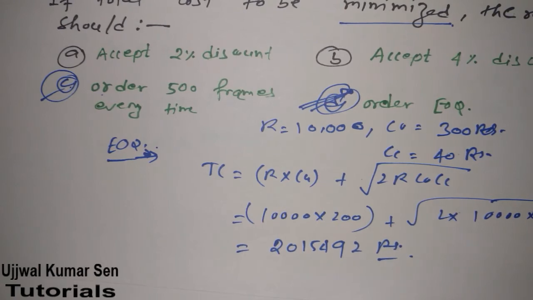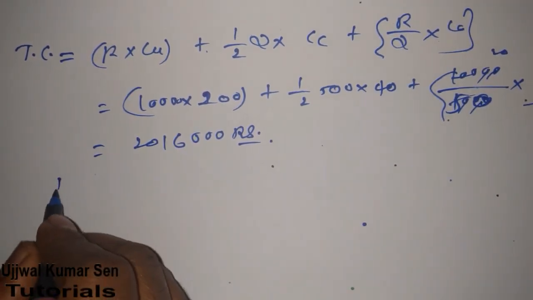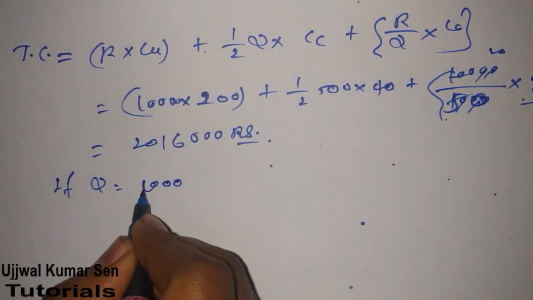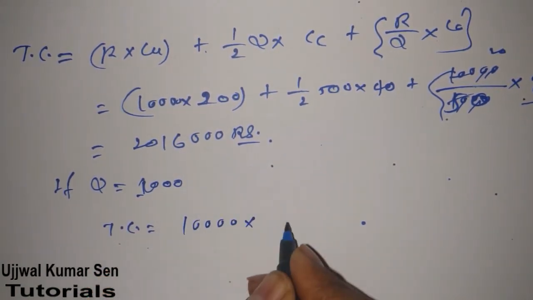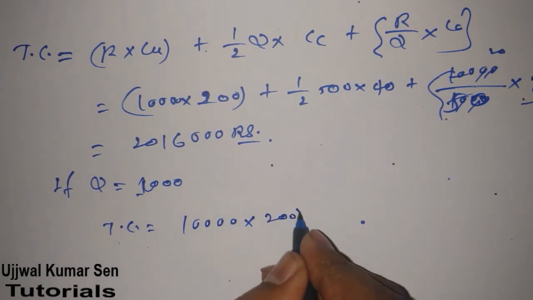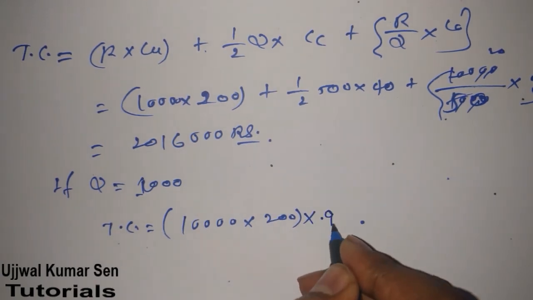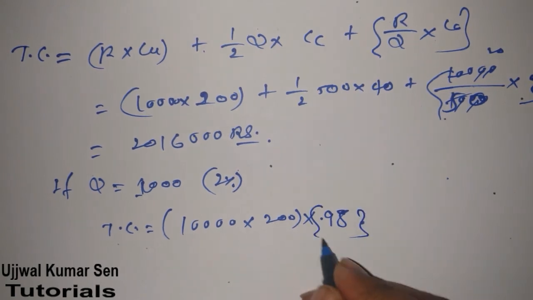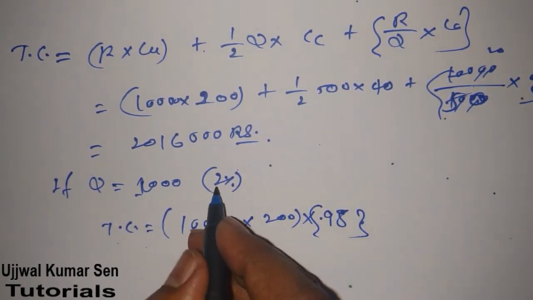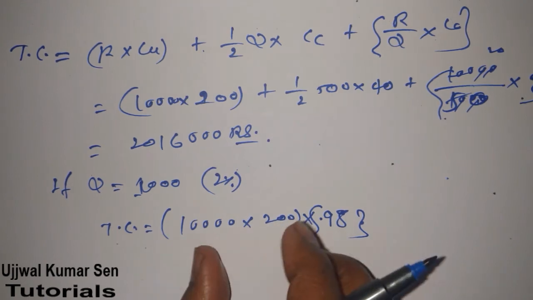Are you ready? I am ready. Now, if Q is equal to 1000, then the total cost is equal to, again we'll write 10,000 multiplied by 200, multiplied by the discount. The discount is 2%, so multiplied by 0.98. 100% means 100, we don't need to write that, and a 2% discount means 98 by 100. That is the value we are getting here.